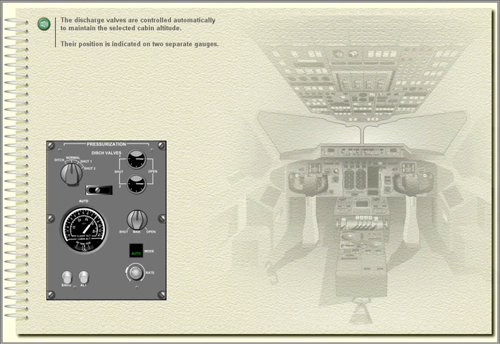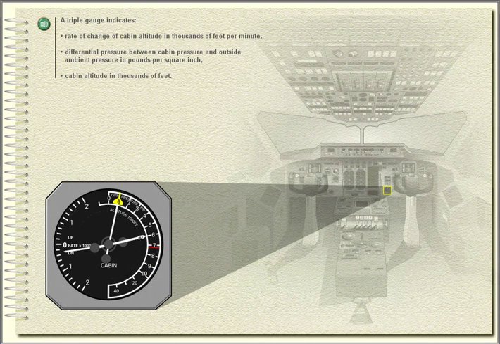The discharge valves are controlled automatically to maintain the selected cabin altitude. Their position is indicated on two separate gauges. A triple gauge indicates rate of change of cabin altitude in thousands of feet per minute, differential pressure between cabin pressure and outside ambient pressure in pounds per square inch, and cabin altitude in thousands of feet.